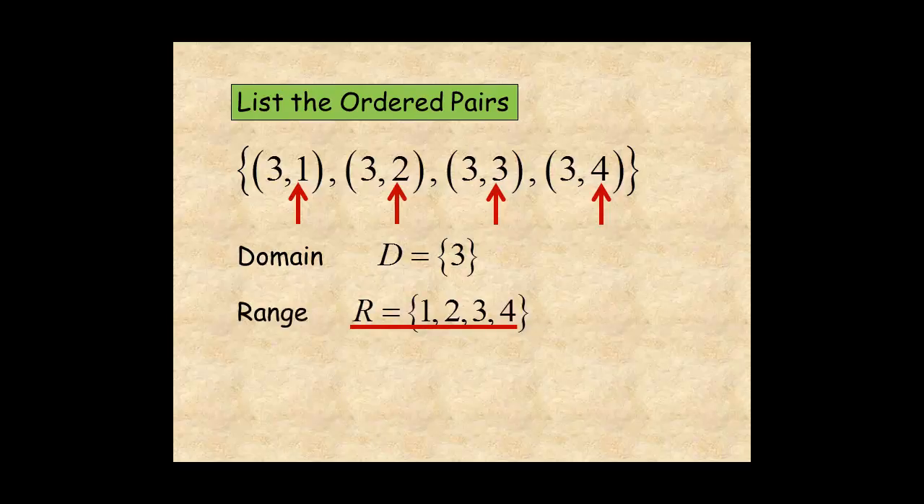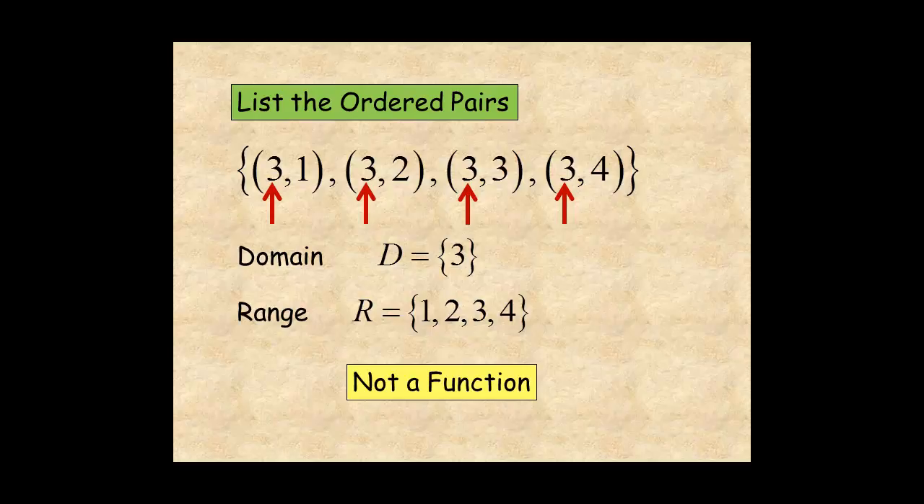To determine whether or not the relation is a function, look to see if elements of the domain are repeated. In this example, the number 3 is repeated. So the element 3 of the domain is paired with more than one element in the range, and the relation is not a function. Notice, when you list the domain or range, don't repeat elements.